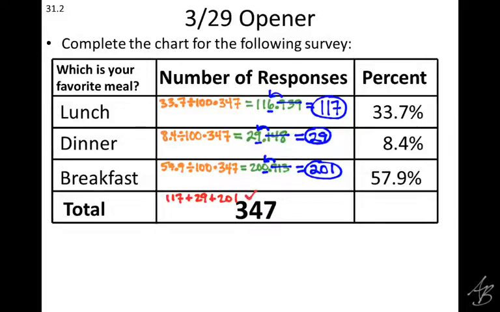Since all of these votes add up to the total number of votes, 347, what should all of these percentages add up to? Should add up to 100. Let's check that. We'll add those together. 33.7 plus 8.4 plus 57.9 is 100%. I see a lot of people leave the percent off of their 100 here. Make sure you put that percent on there.